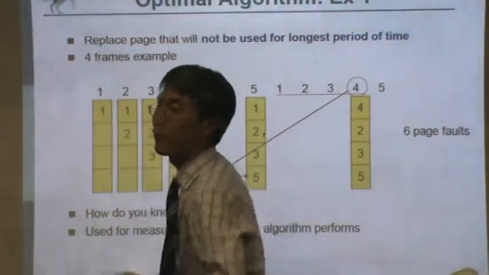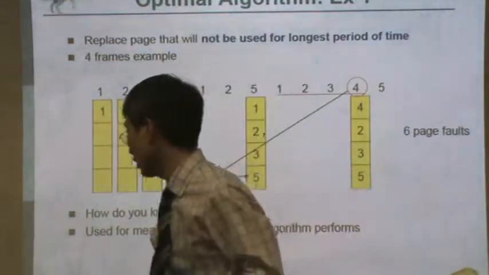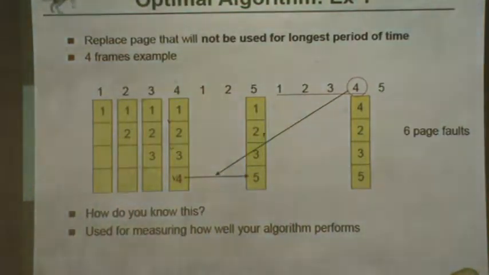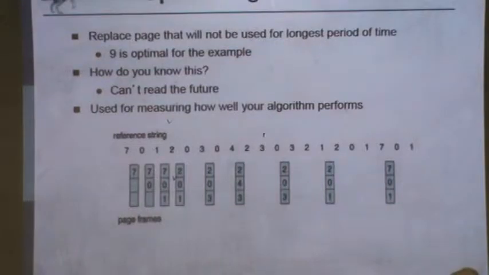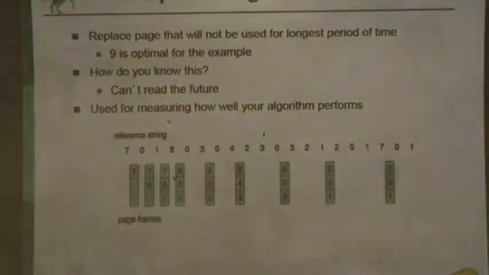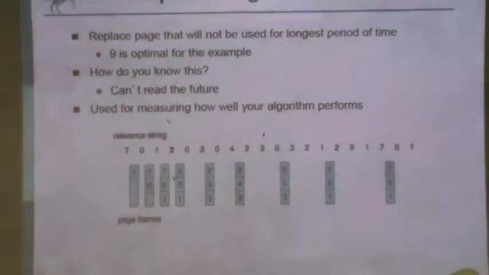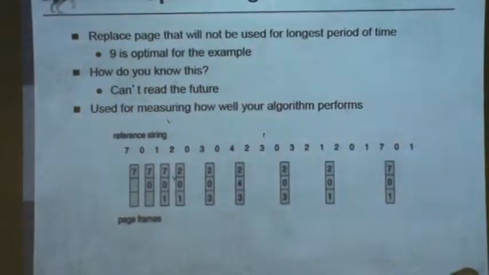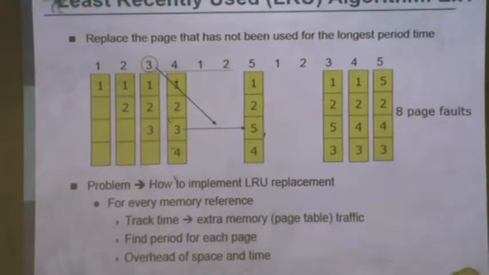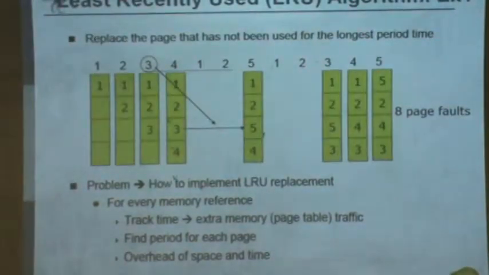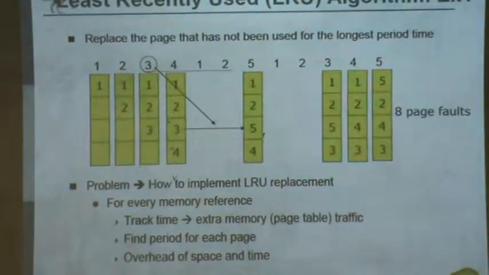So the first one is first in, first out. Second is the optimal. The next one is another example of the optimal algorithm using a second reference string. Why don't you try it yourself at home? Just like what you have done every day, right? Okay, the third one is the least recently used, LRU, algorithm.